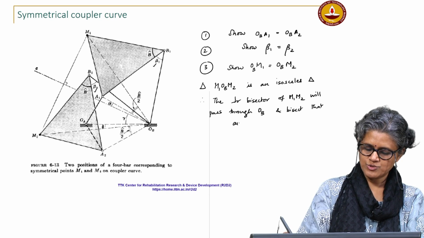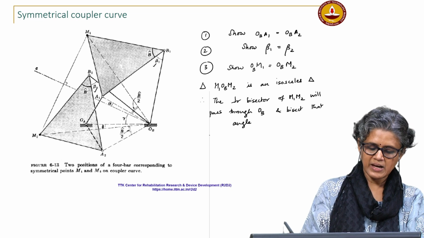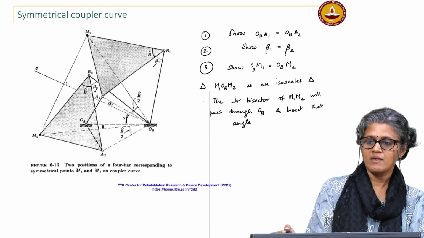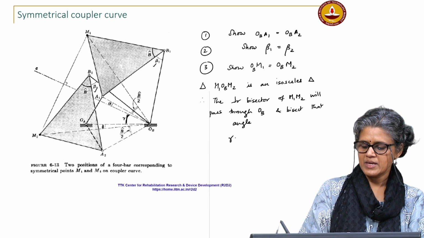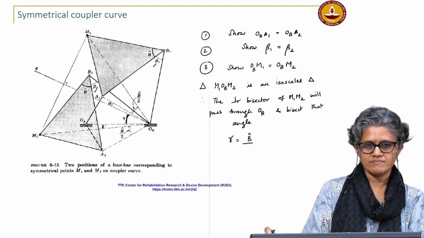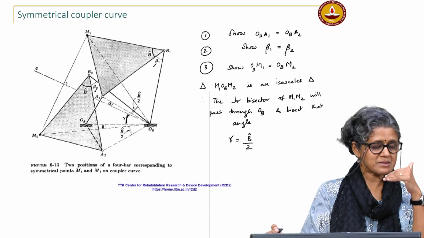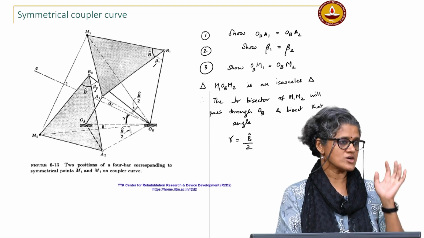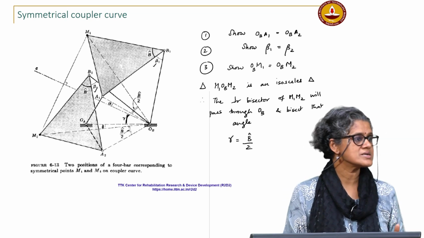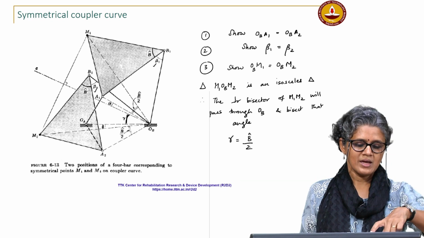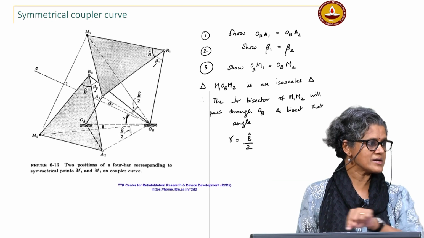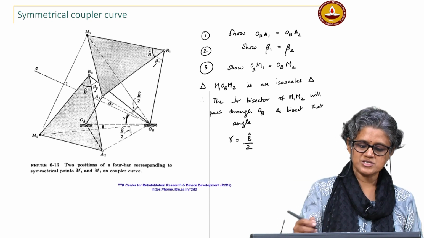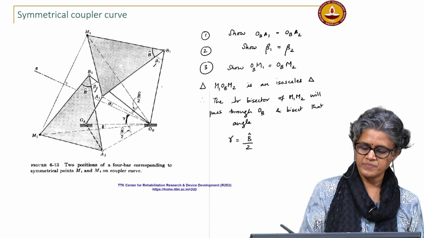And then we showed that gamma, the angle that bisector makes with the frame, is a constant. That means as the linkage moves, that line of symmetry does not change. M1 will always be reflected about that line, because that line does not change. So, with the other conditions, you are choosing.